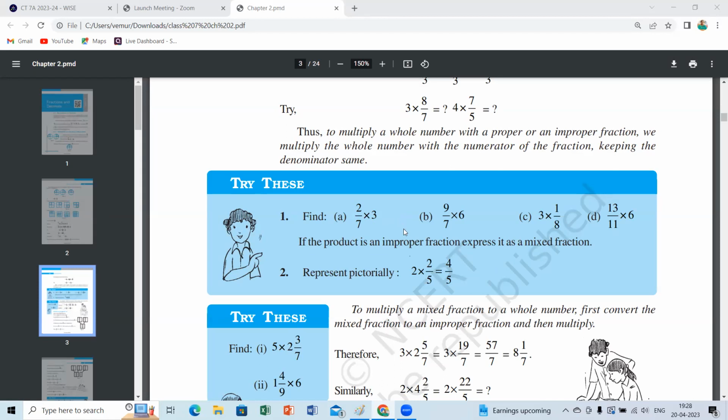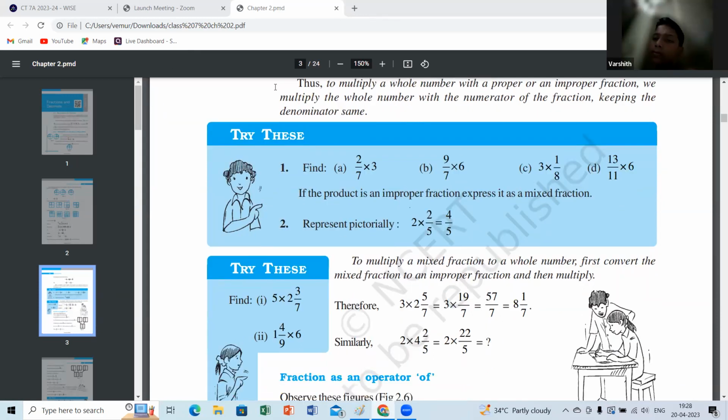Any number, any fraction, when you multiply a mixed number by a whole number, first convert the mixed number to an improper fraction. Then you have to multiply, children. That's a very important point to remember. There are 2 questions. Represent pictorially how you can represent. Even you can try these 2 also. Let me write on the board 2/7 into 3.